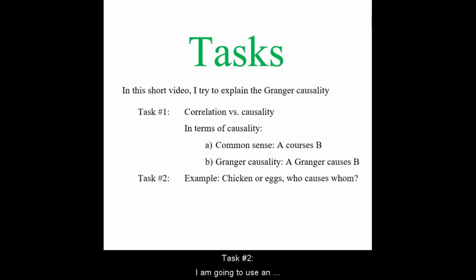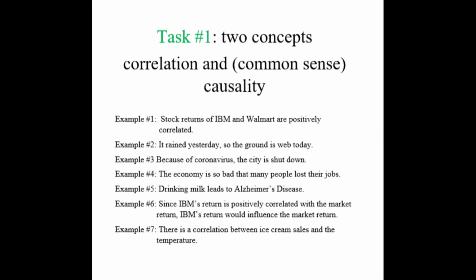Task number 2, I'm going to use the example, chicken or eggs, who causes whom, or who Granger causes whom, to explain the concept. There are two concepts. One concept is correlation, another is causality. So here we have 7 examples. IBM stock return and Walmart stocks are positively correlated. So this is correlation. We cannot conclude which stock drives another stock's return.